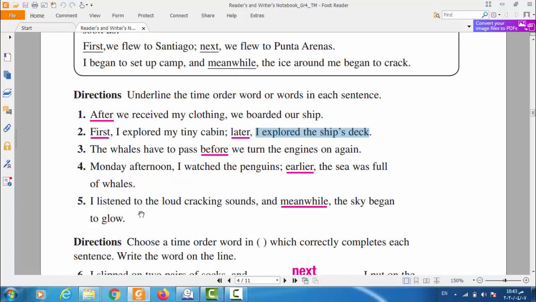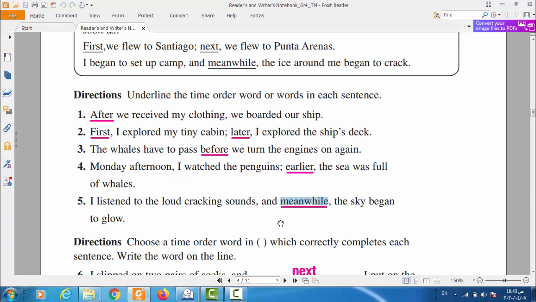Number 5: I listened to the loud cracking sounds, and meanwhile, which means at this time or during this time, the sky began to glow. The word meanwhile here as well showed us the order of the events of the story.